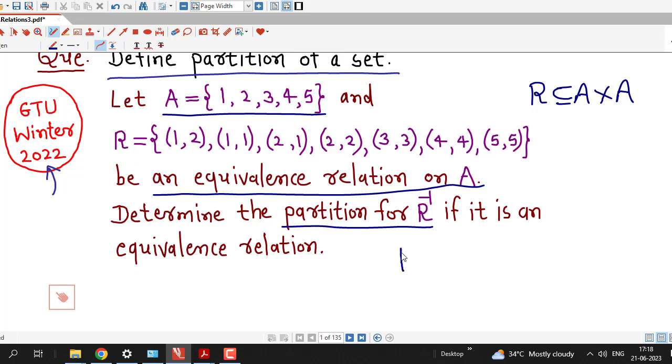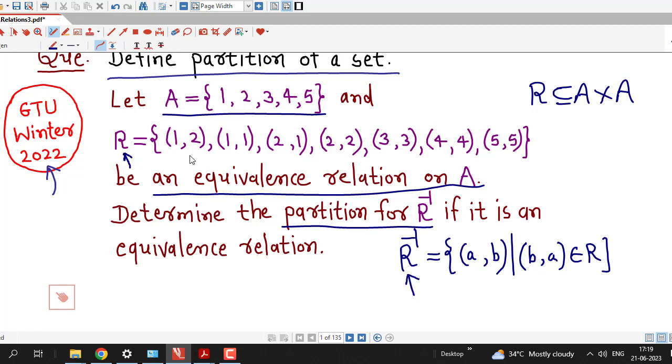R inverse is the notation for converse of R or inverse of R, and we have seen the definition of R inverse. It is the set of all those ordered pairs (a, b) for which (b, a) is in R. In fact, we can obtain R inverse from relation R by interchanging the order of components in each ordered pair. So if (a, b) belongs to R, then (b, a) belongs to R inverse.